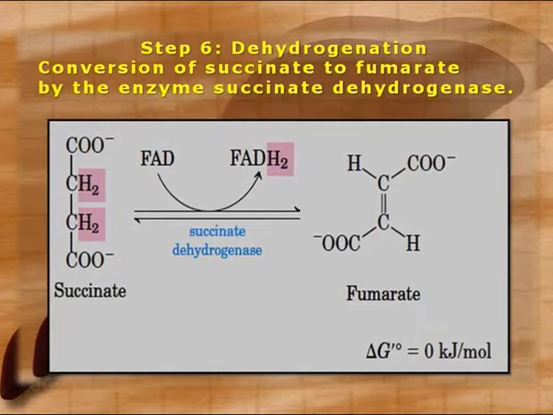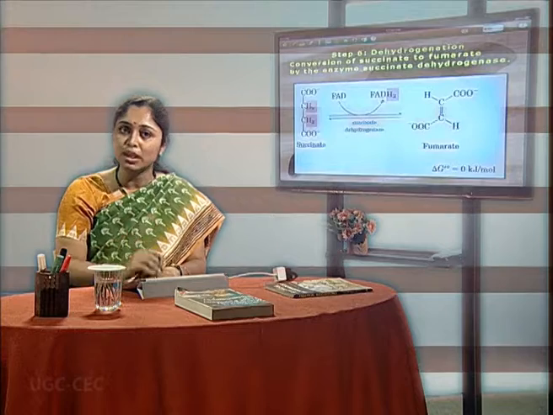In the next step, succinate is converted to fumarate by the enzyme succinate dehydrogenase. It releases the electrons from succinate and produces fumarate. Succinate dehydrogenase requires FAD as its electron acceptor. It is a flavoprotein. In prokaryotic cells, succinate dehydrogenase is bound to the plasma membrane, whereas in eukaryotic cells, this enzyme is bound to the inner mitochondrial membrane.